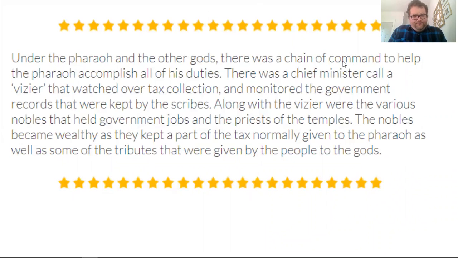So under the pharaoh and the other gods, there was a chain of command. To help the pharaoh accomplish all of his duties, there was a chief minister called the vizier, and they watched over the tax collection and monitored the government records that were kept by the scribes. Along with the vizier, there were various nobles that held government jobs and the priests of the temples. The nobles became wealthy as they kept a part of the tax, normally given to the pharaohs, as well as some of the tributes that were given by the people to the gods.